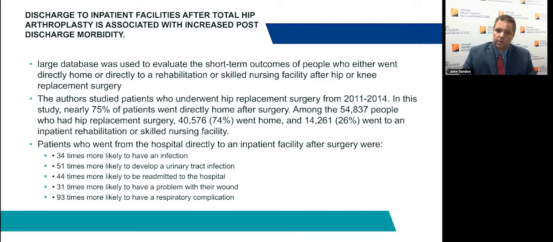Now, given these people are going to be on the sicker end, so it's a little bit skewed, but it just goes to show that there's significant morbidity associated with doing these things, which is another reason why we're pushing towards this rapid recovery. Get people back home the fastest way that we can and safely.